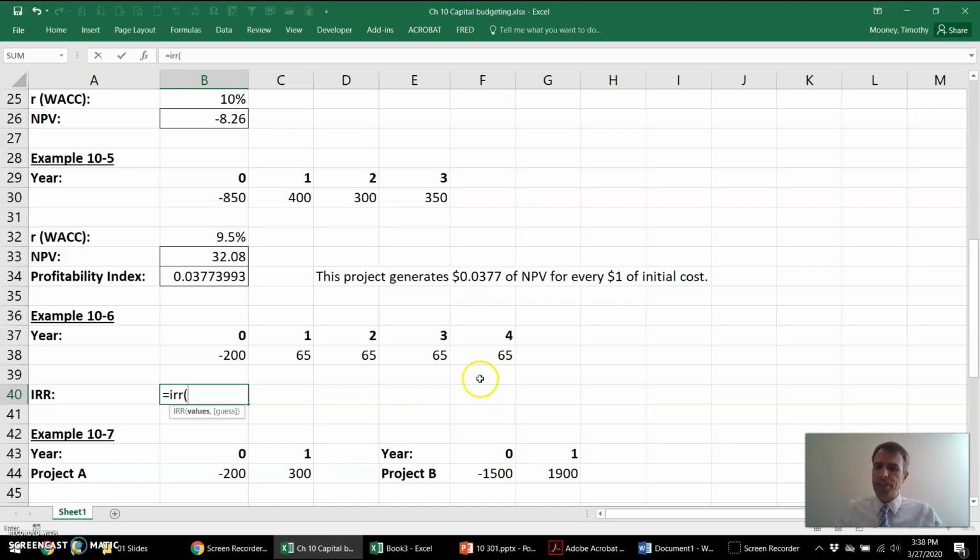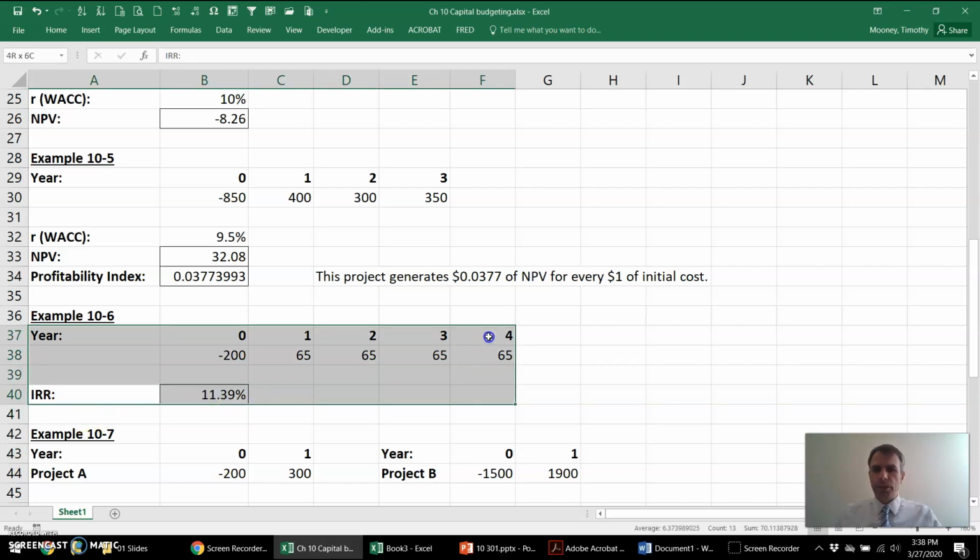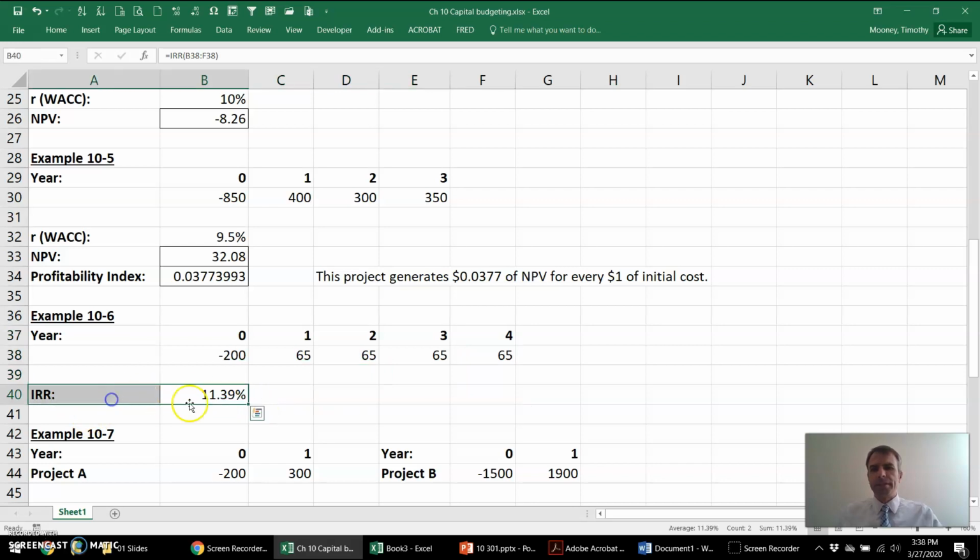So equals IRR, that's the internal rate of return function. And you just put in all of the cash flows in the cash flow timeline, including the one at time zero. So you see how that's different from the net present value function where the first cash flow is outside the NPV function. But with IRR, we just highlight all the cash flows in the project. There's an optional second argument, a guess argument to the function, which I always leave blank. So I just include the project cash flows. And so this project has an internal rate of return of 11.39%. Okay, it's another way of evaluating the project.